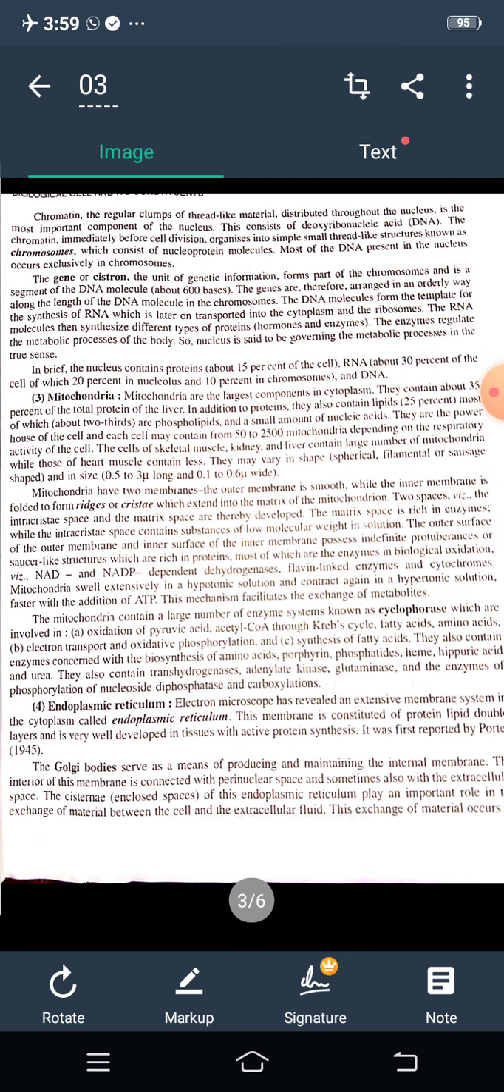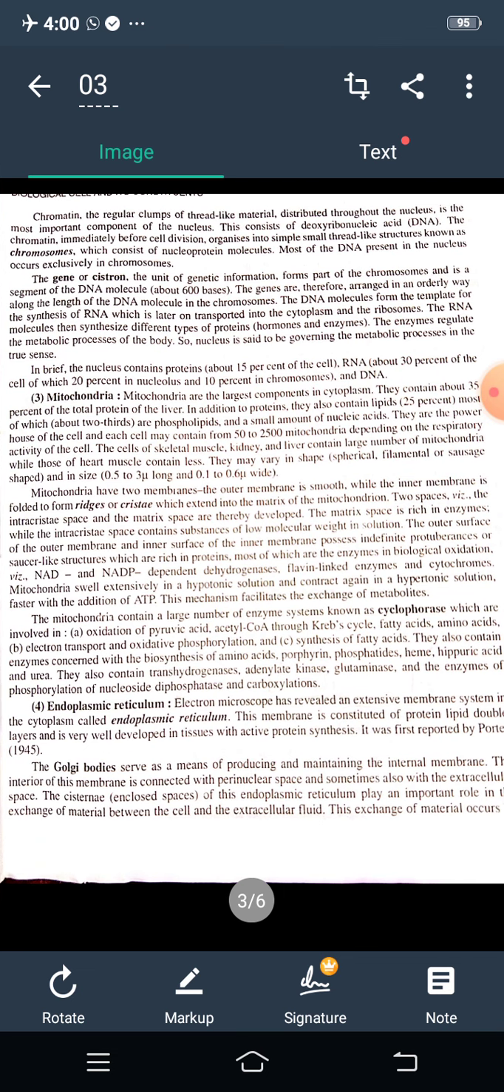Now mitochondria have two membranes. The outer membrane is smooth while the inner membrane is folded to form ridges or cristae which extend into the matrix of the mitochondria. Two spaces, the intermembrane space and the matrix space, are therefore developed.